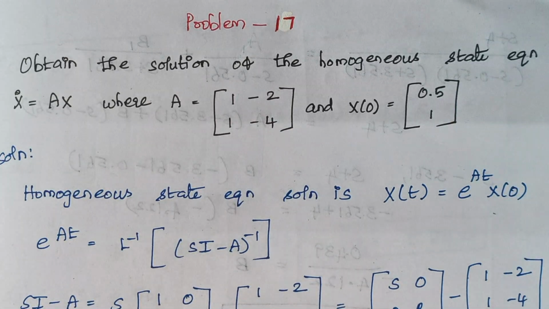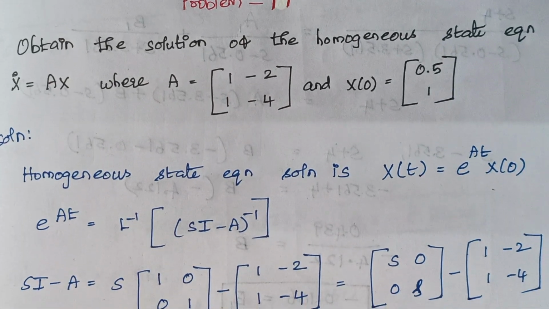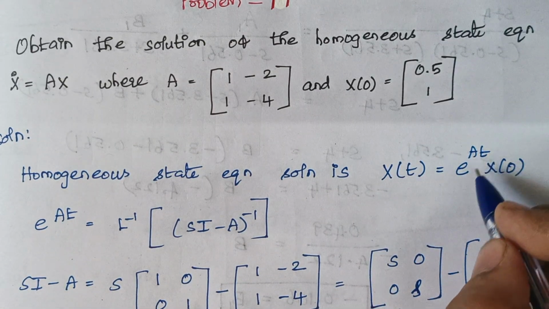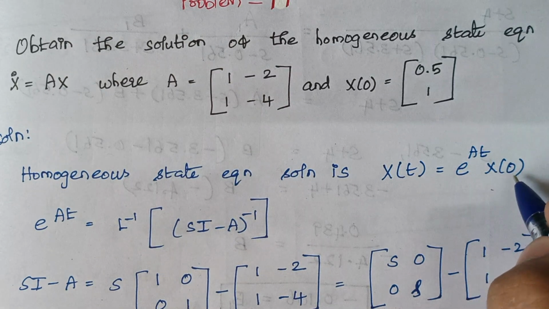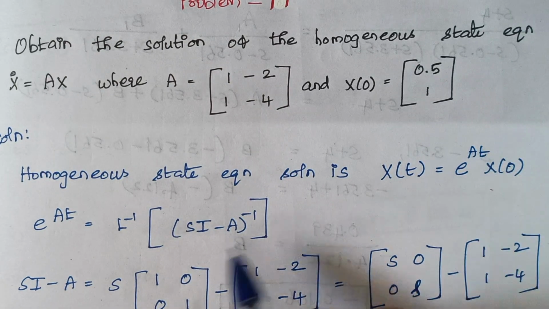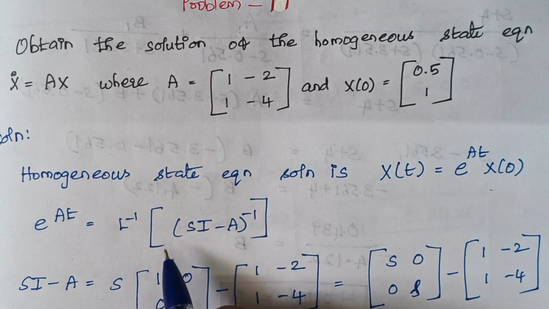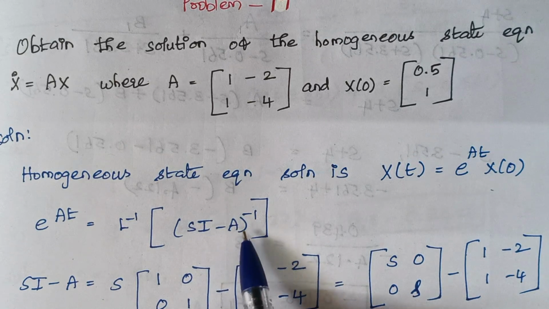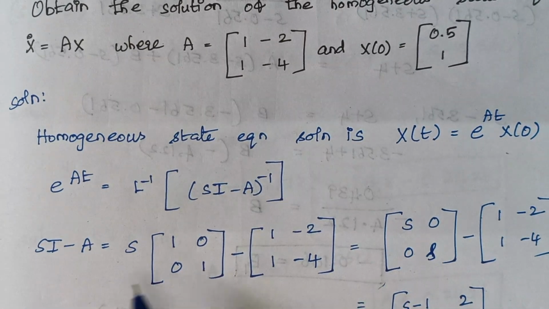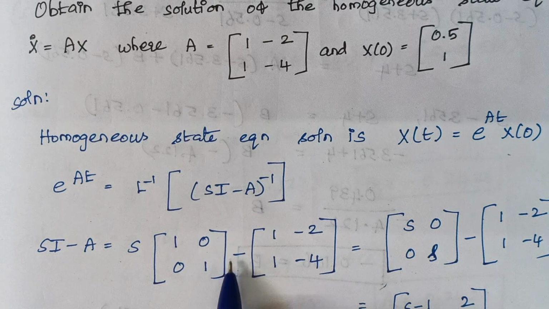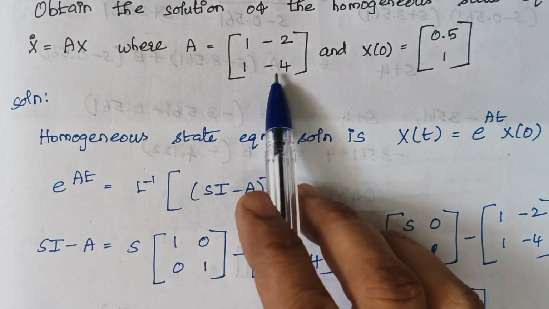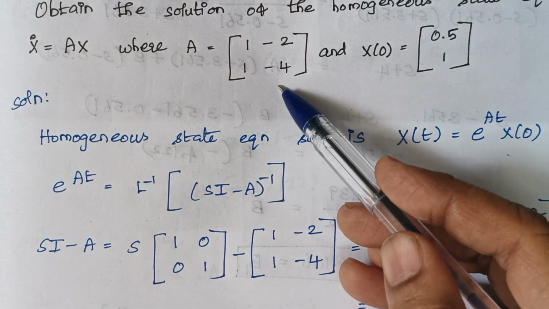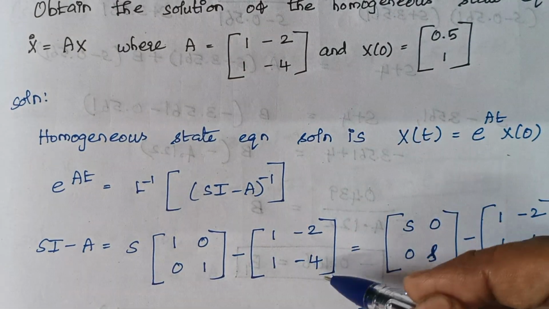Right. So here the solution of the homogeneous state equation is given by x of t is equal to e to the power At into x of 0. Again we know e to the power At is nothing but the inverse Laplace of (sI minus A) the whole inverse. So sI minus A we know, right? Yes, and here the identity matrix should be of the same order as the given matrix A. So here it is a 2 by 2 matrix minus the A matrix given in the problem. Just substitute it over here.